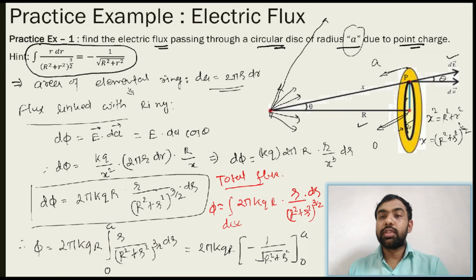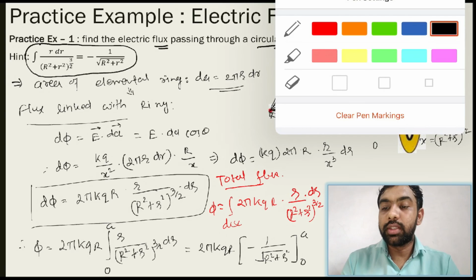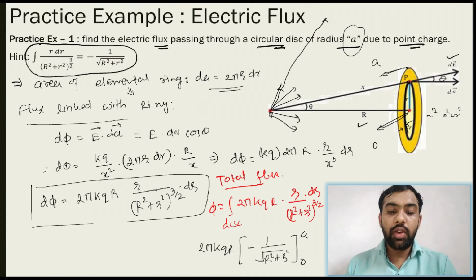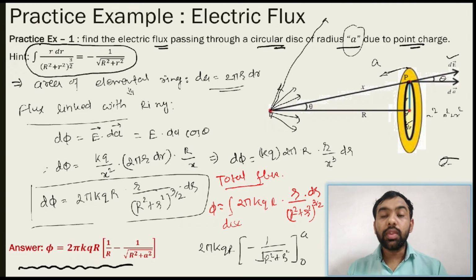First you note this. Okay, then after that let's erase this one. And your answer is this one. See, φ is equal to 2 pi kqR into 1 upon R minus 1 upon under root R square plus a square. You get this answer. Okay, first you just note this example, then after that you attempt this. All of you guys note this, then after that we will go to the next one. Got it?